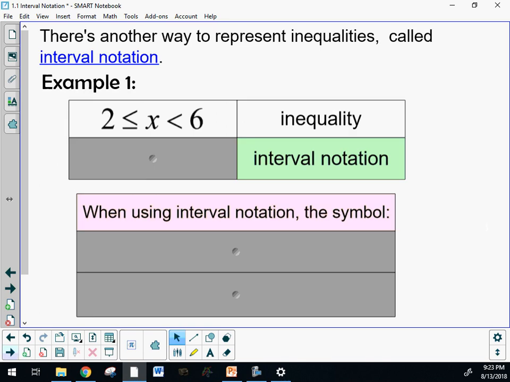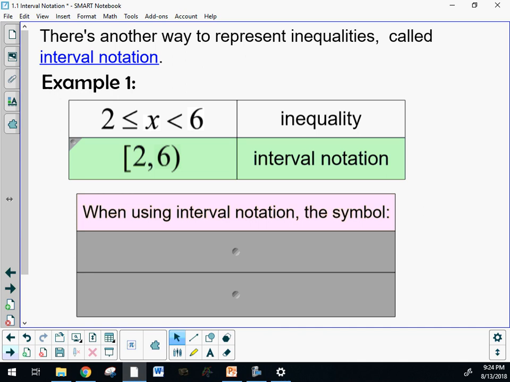Another way to represent inequalities is called interval notation, and this is probably where you spent more of your time last year in Math 2. Interval notation and inequality notation are trying to communicate the same thing. They're just trying to communicate an interval or a set of values, but it's just two different notations for writing the same thing. So this is saying x is between 2 and 6. In interval notation, it would look like this.